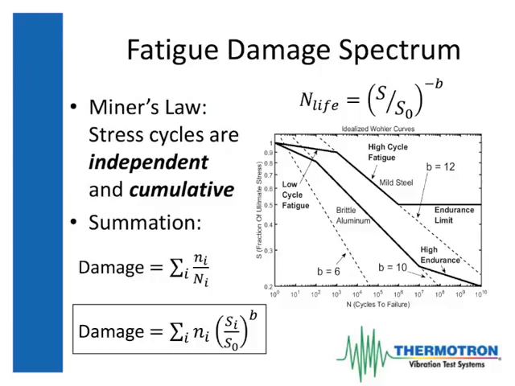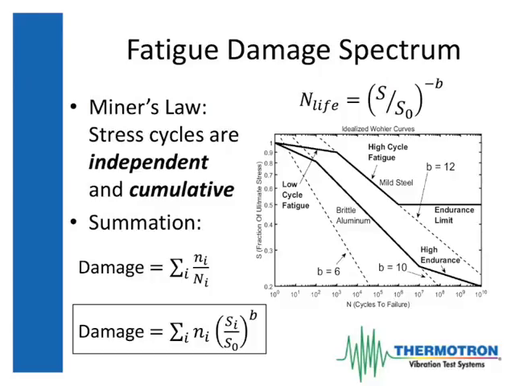So what do you do when you have stress cycles of all different magnitudes that you're applying to the product sort of intermixed with each other? The key that's usually used is Miner's rule. Stress cycles are treated as being independent and their damage is treated as being cumulative.